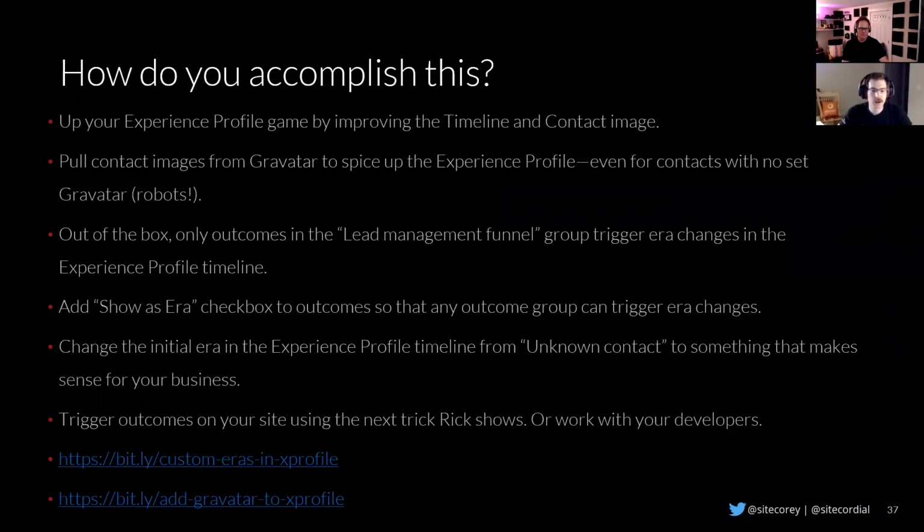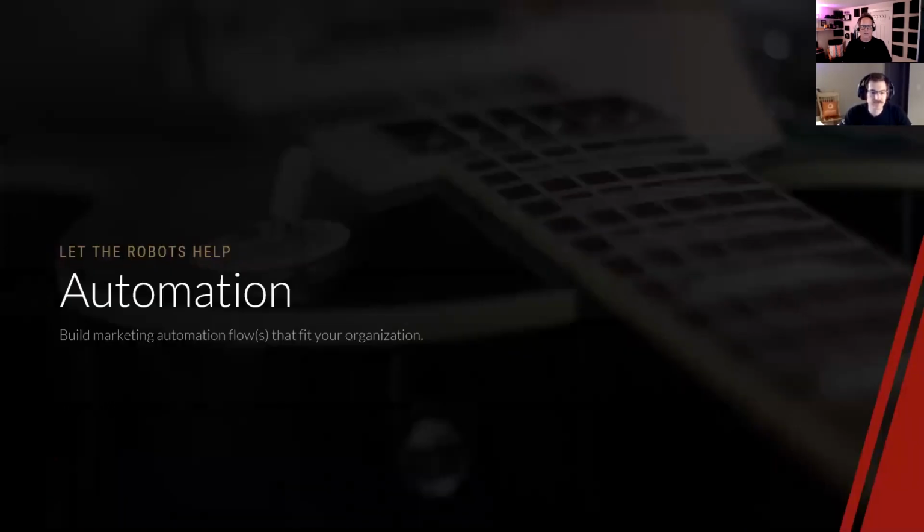Yep, so grab a screenshot of this, it recaps what I just talked about. Links at the bottom, custom eras and experience profile, you can give that to your devs, and they can implement that checkbox that will allow you to trigger timeline era changes with any outcome group. And then add Gravatar to experience profile, give that to your devs, and they can implement Gravatar in your experience profile and really spice it up. Much nicer experience. All right, so let's talk a little bit about automation.